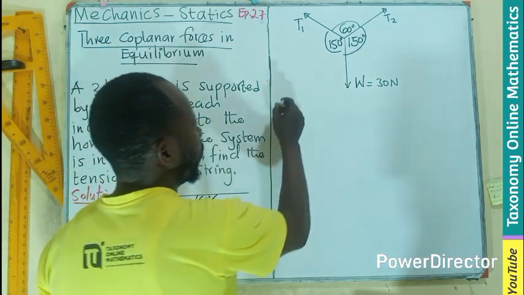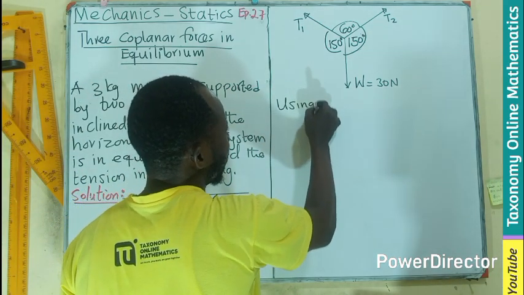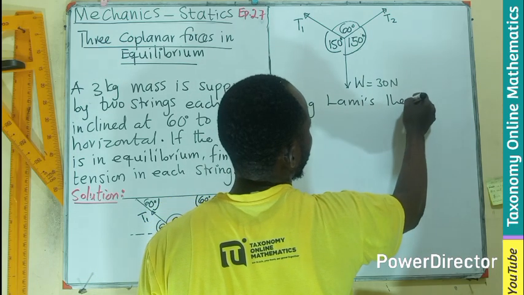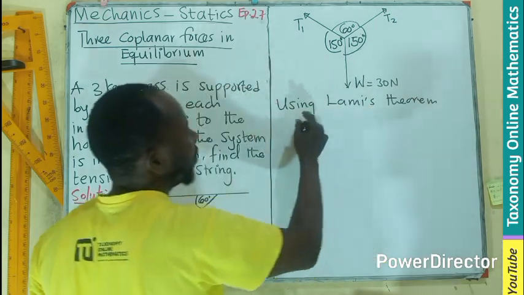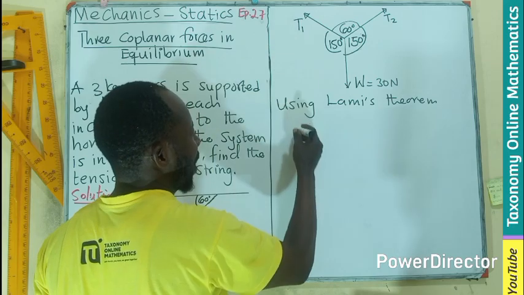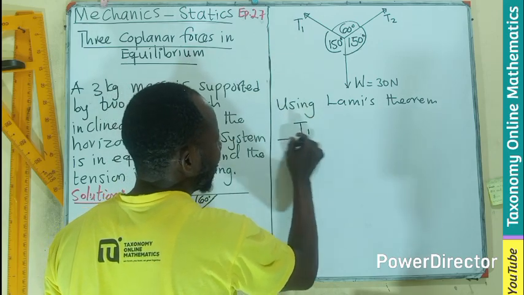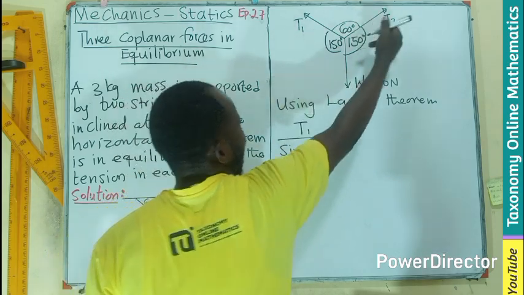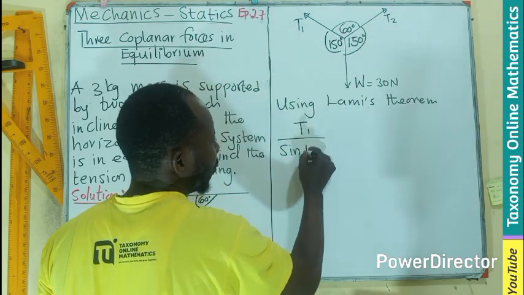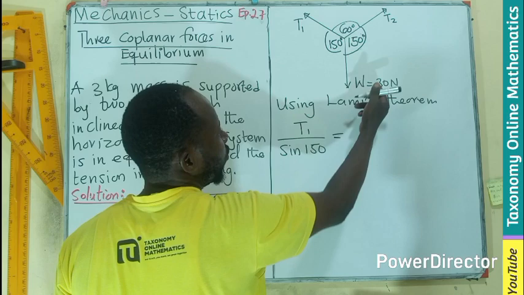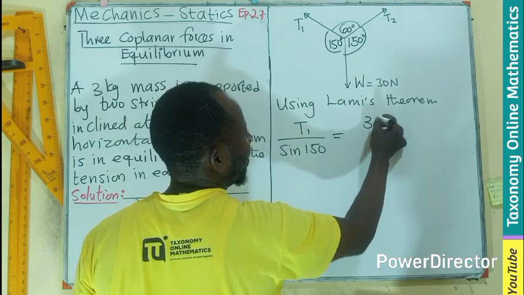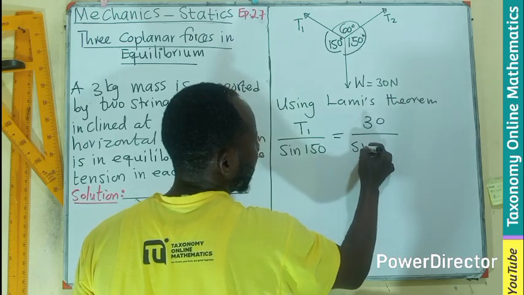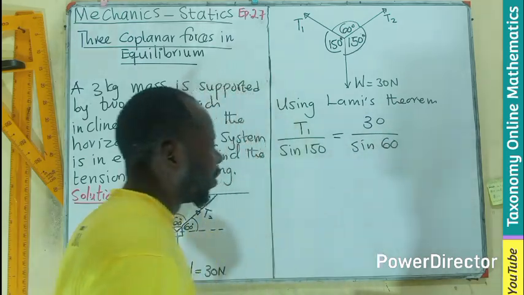So what do we do? We go straight forward using Lami's theorem. What do we have? We are picking tension 1. So let's pick tension 1 divided by the sine of the angle between them. Between tension 2 and W is 150. Since we know this, let's keep the 30 divided by the angle between T1 and T2, which will be 60.